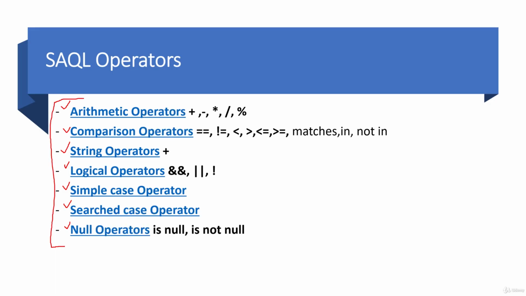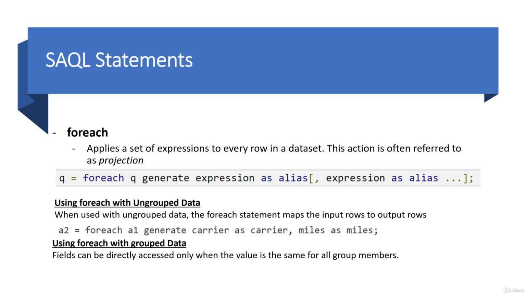Whenever you want to do arithmetic calculations on your data set, we can use these operators. When I want to compare the field values of my data sets, we can use comparison operators. So let's see how we're going to use these operators and what we can do.